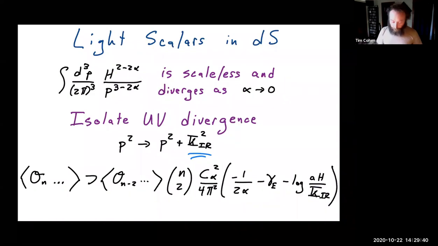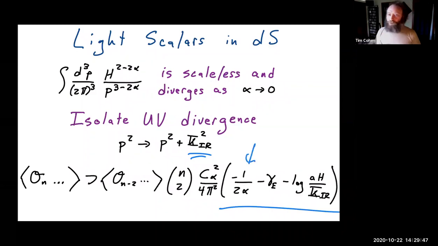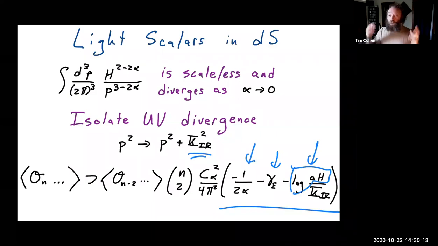When we do that, we can evaluate this integral. And as promised, we get something that looks exactly like dimreg, where we've traded epsilons for alphas. Okay, so as we take alpha to 0, we get a 1 over alpha divergence. We get an Euler-Mascheroni constant, and we get an accompanying log of aH divided by the scale factor, divided by this IR scale. Okay, and it's, if you like, this log that now looks like a UV log from the point of view of the EFT that we can sum using RG.